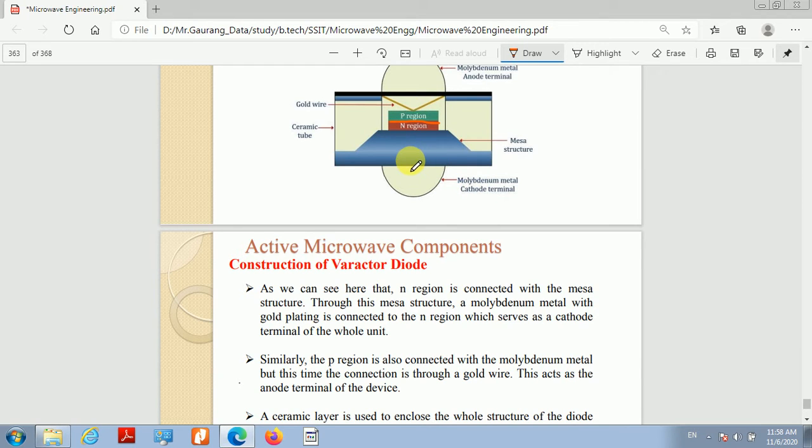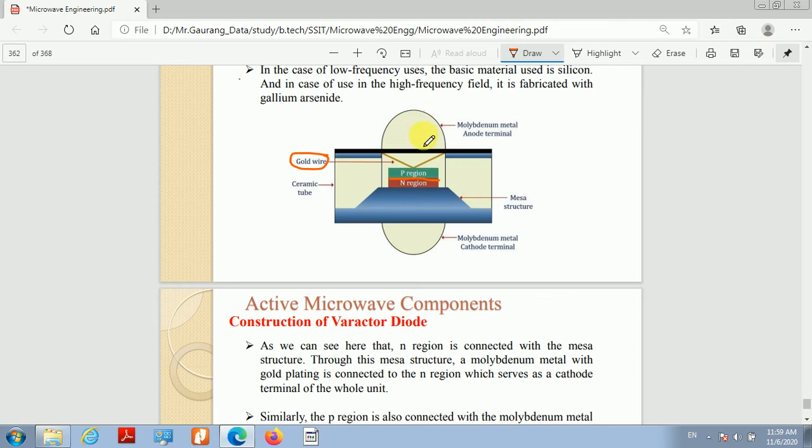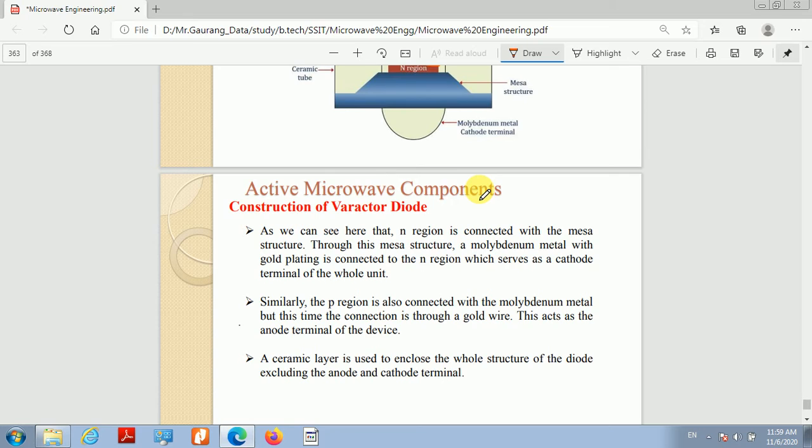Similarly, the P region is also connected with molybdenum metal, but here the connection is through a gold wire. As you can see, the connection between the P region and molybdenum metal is through the gold wire, and this will behave as the anode terminal. So the upper molybdenum metal acts as the anode terminal, and this one acts as the cathode terminal.